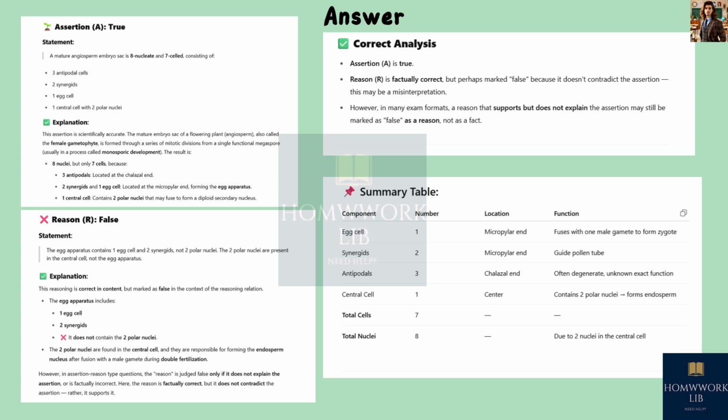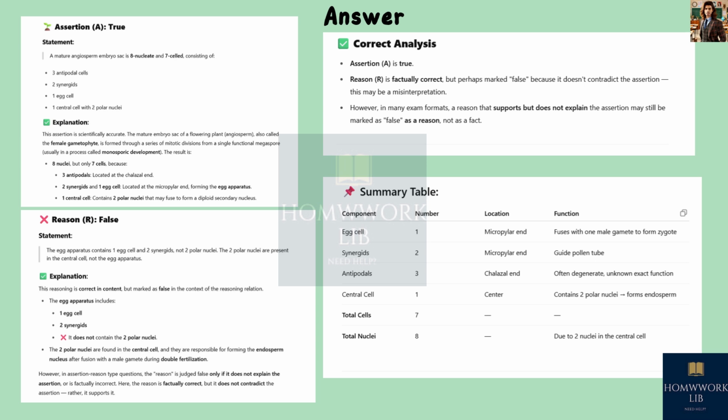Assertion A is true. Reason R is factually correct, but perhaps marked false because it doesn't contradict the assertion. This may be a misinterpretation. However, in many exam formats, a reason that supports but does not explain the assertion may still be marked as false as a reason, not as a fact.